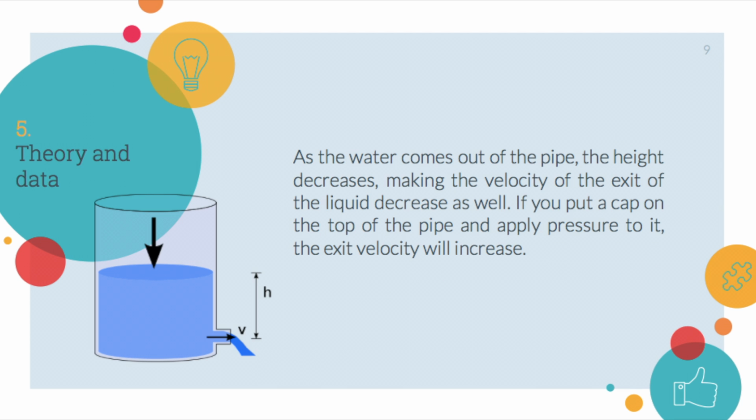As the water comes out of the pipe, the height decreases, making the exit velocity of the liquid decrease as well. If you put a cup on the top of the pipe and apply pressure to it, the exit velocity will increase.